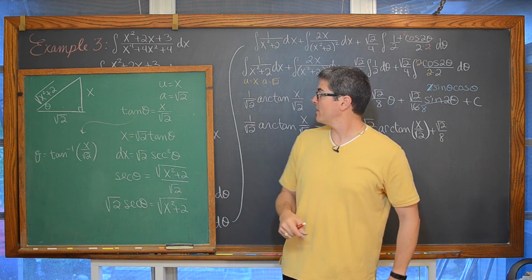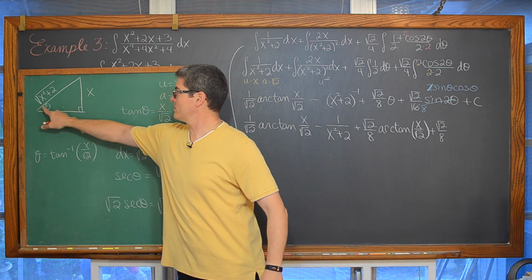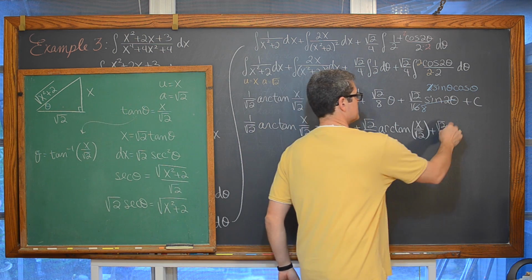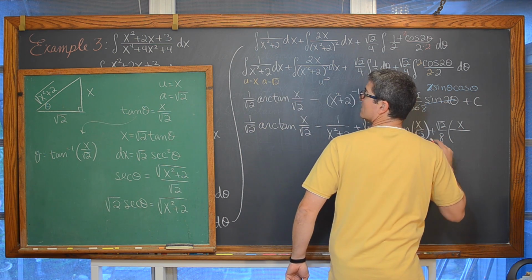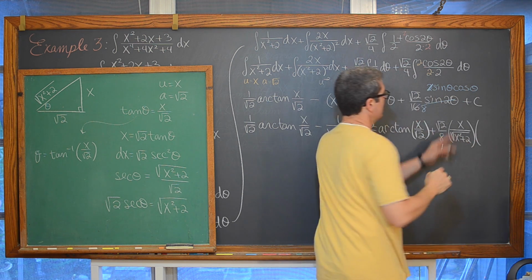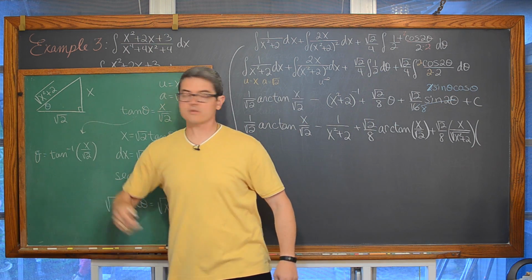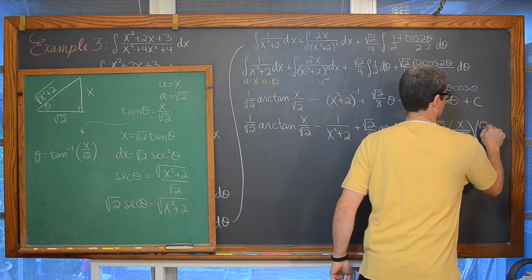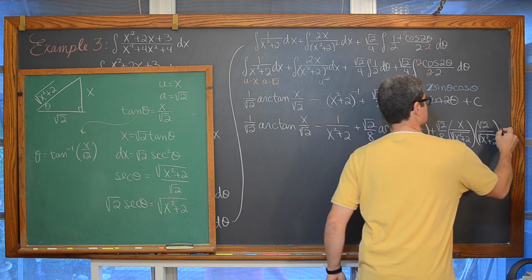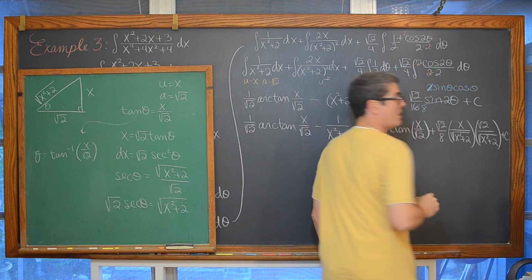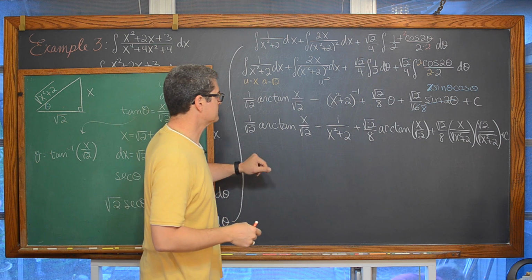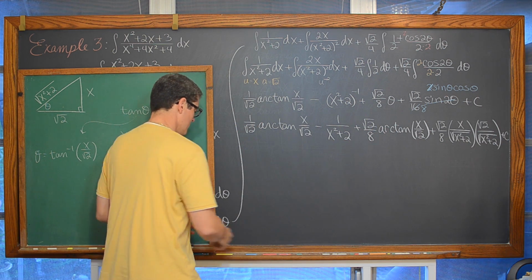Now the sine of theta is equal to opposite over hypotenuse, so x over the square root of x squared plus 2. And the cosine of theta is the square root of 2 over this. And almost ran out of room for my constant of integration. Okay, now let's see here. We've got an arctan here, we've got an arctan here.